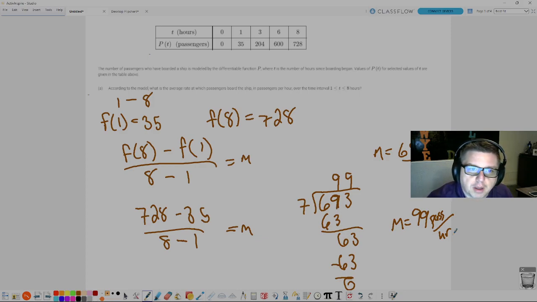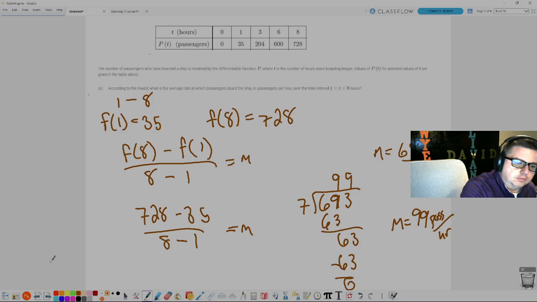So according to the model, what is the average rate of passengers from 1 hour to 8 hours? You should probably include the interval with that answer as well. If this was an open response, you might say that the average rate of change from 1 to 8 hours is going to be 99 passengers per hour, and then provide the work, and you should be good to go. Man, that seems really big. Let's try that. All right, on to the next one.